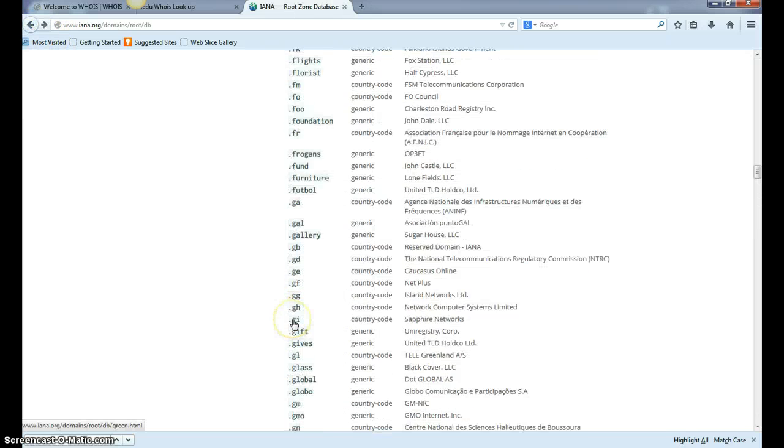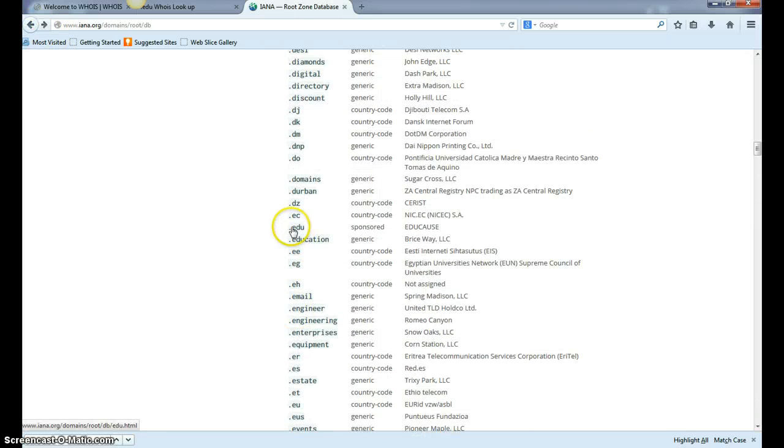Now let's look up .edu. .edu is different than .education. .edu is sponsored, and it's sponsored by EDUCAUSE. Now, what you have to be careful with the .edu is, yes, it's sponsored, and yes, an organization will go through a process to determine if it's an educational institution or not. However, many educational institutions allow their students and faculty and staff members to have pages within that .edu.